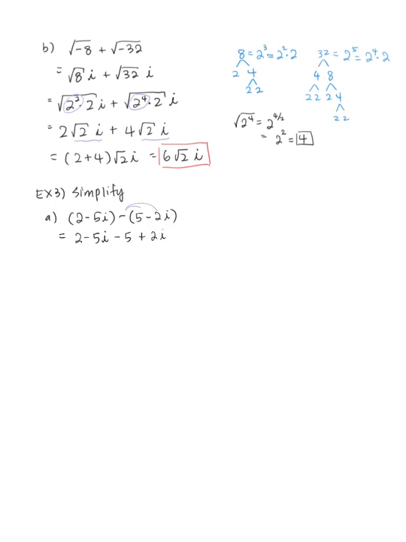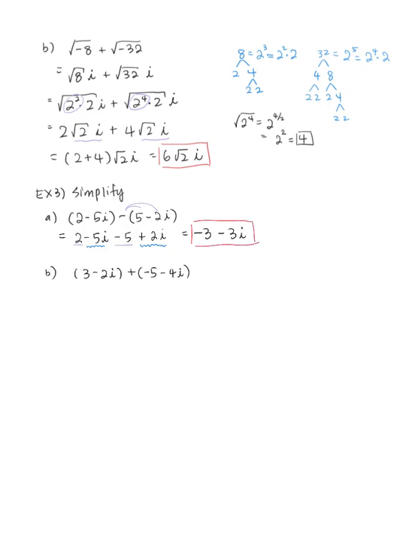Alright, so from here, all you have to do is combine the real parts and then the imaginary parts together. So the real part is 2 minus 5, so that will be negative 3. And the imaginary part is negative 5i plus 2i, which gives us negative 3i. So that's going to be our answer. Let's just do another one.